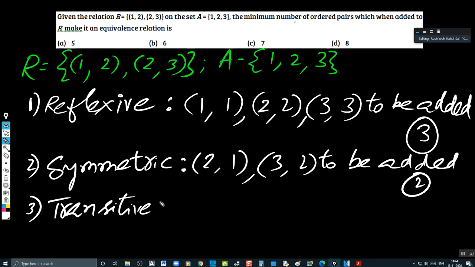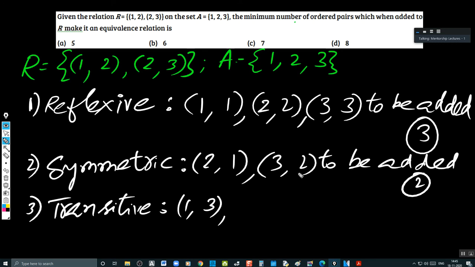Number 3, transitive. (1, 3) is to be added. So transitive means, just check it out. (1, 2), (2, 3) is there, (1, 3) not there in this one. So (1, 3) to be added, and even (3, 1) must also be there, I think. (3, 1) is there.